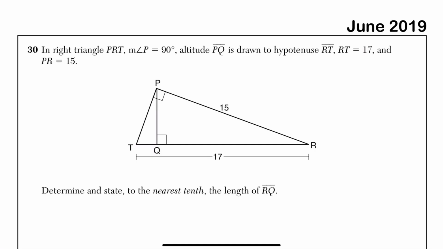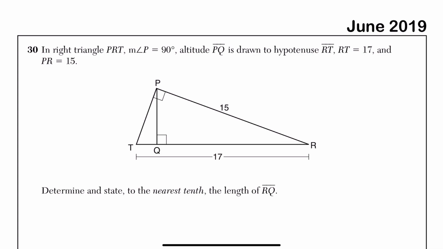This is question 30 from the June 2019 Regents, and it states, in right triangle PRT, angle P equals 90 degrees, altitude PQ is drawn to the hypotenuse RT equals 17, and PR equals 15. So all I did was read this top part here, and everything that's listed there is already in my diagram, but it's always important to read the whole thing, because sometimes important information is hidden up there.